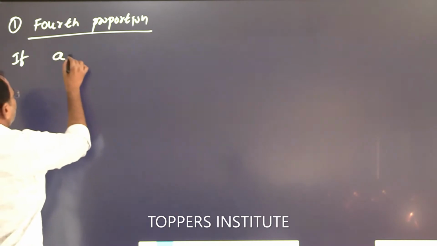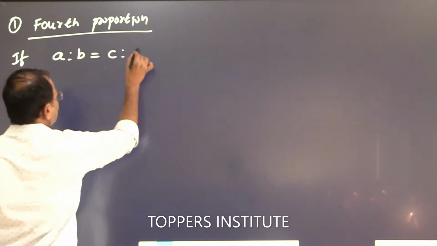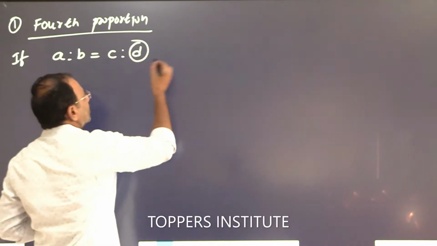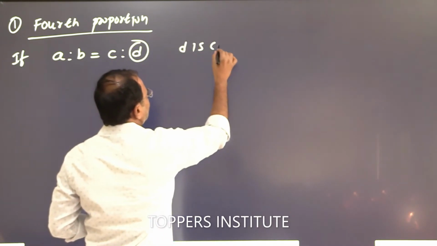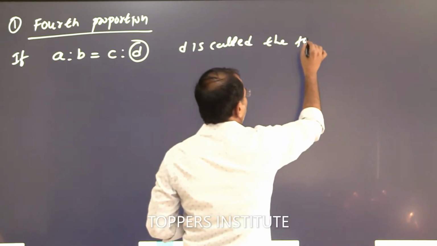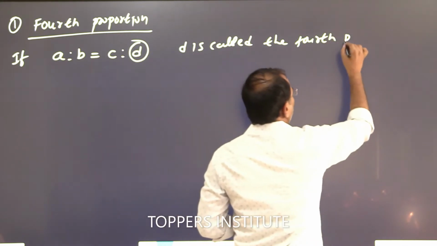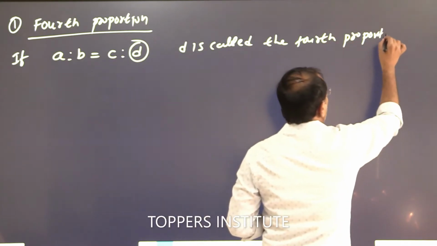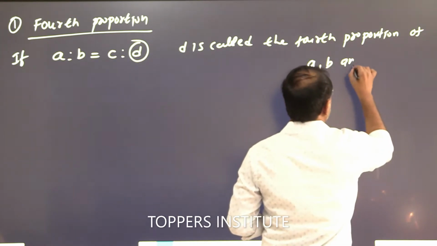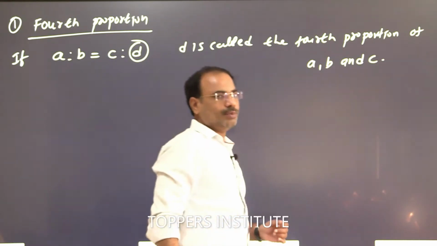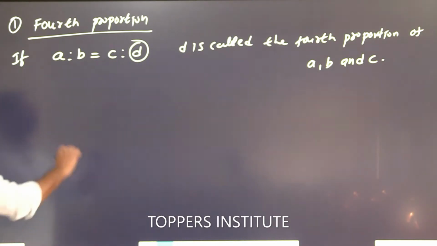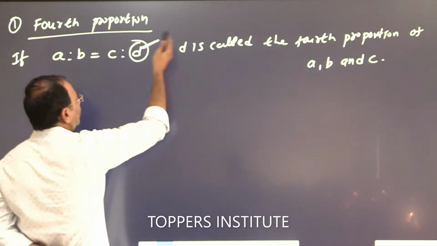If A is to B is equal to C is to D, then D is called fourth proportion of A, B and C, right? So if A is to B is equal to C is to D, then D is called fourth proportion of ABC. ఇక్కడ A is to B is equal to C is to D అయితే మనం D ని ఏమంటాం, ABC యొక్క fourth proportion అంటాం.